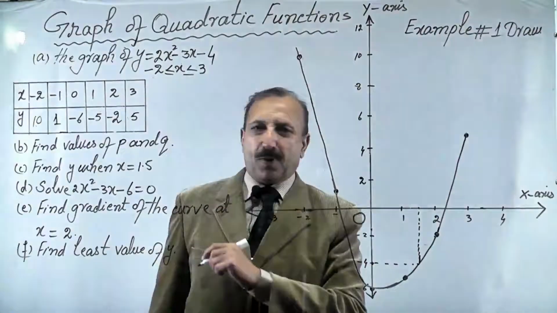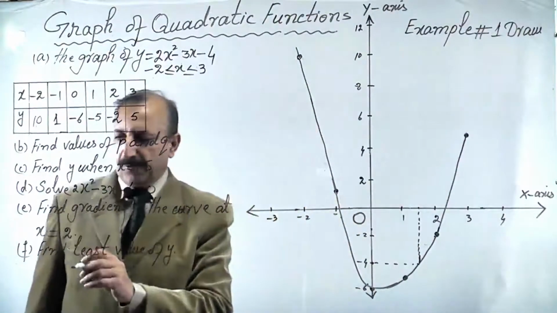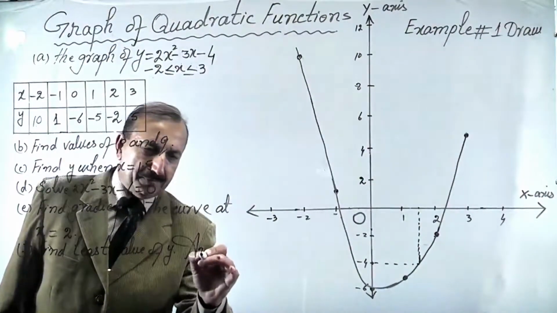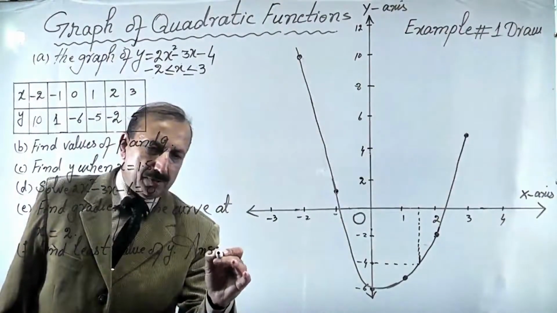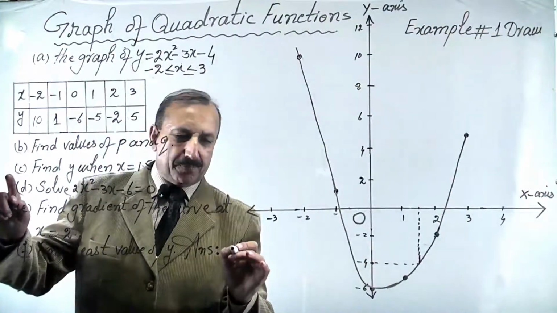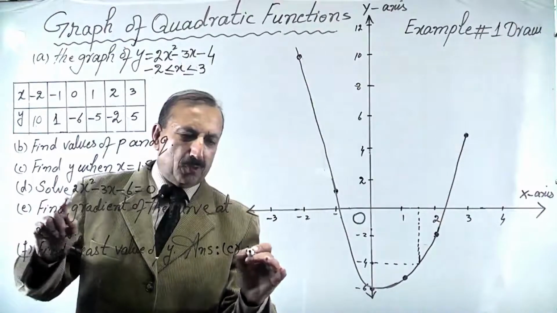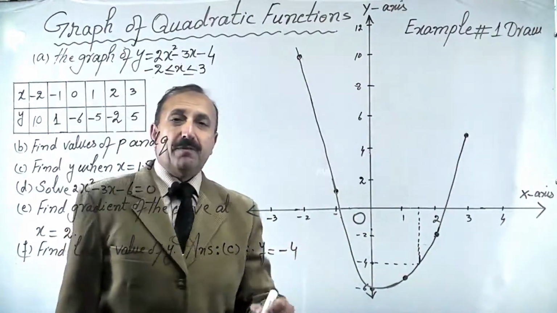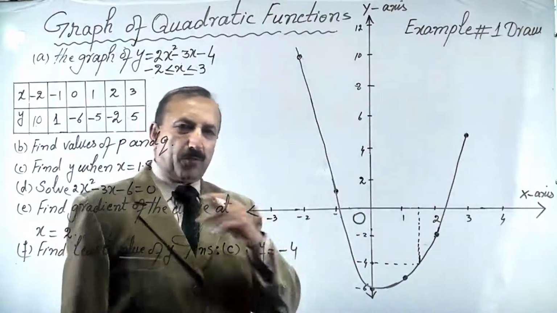For this particular part, your answer is, if you are answering here, answer here. So this is part C. Therefore, the value of y is equal to minus 4 when x is equal to 1.5.